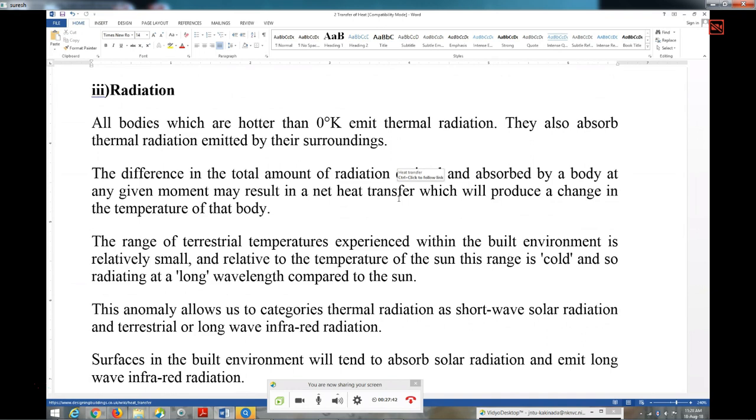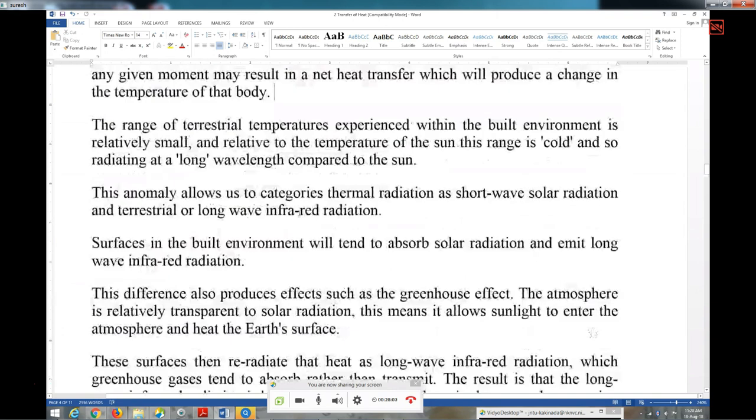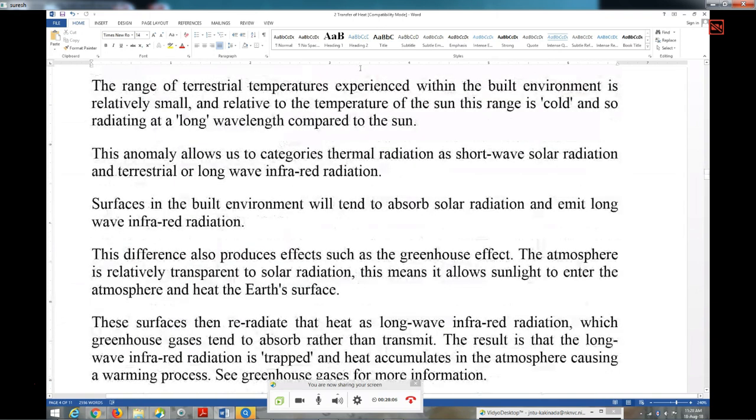The difference between the amount of radiation emitted and absorbed by a body at a given moment may result in a net heat transfer, which will produce a change in the temperature of the body. Then, the range of terrestrial temperatures experienced within the building environment is relatively small. Relative to the temperature of the sun, this range is cold, and so it radiates at a long wavelength compared to the sun. So this is the principle of how heat is transferred. When compared to the temperature of the sun, the other bodies existing in this environment are assumed to be cool bodies.